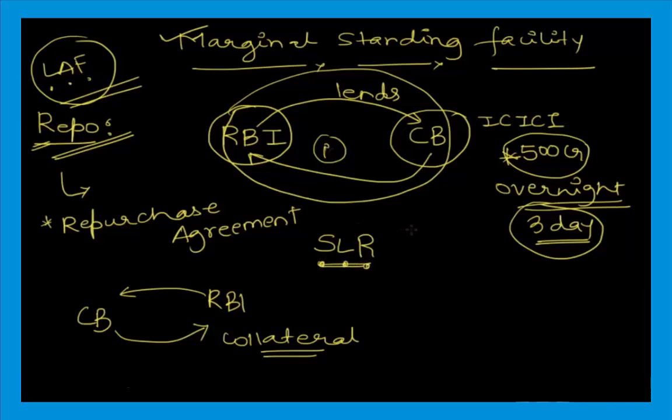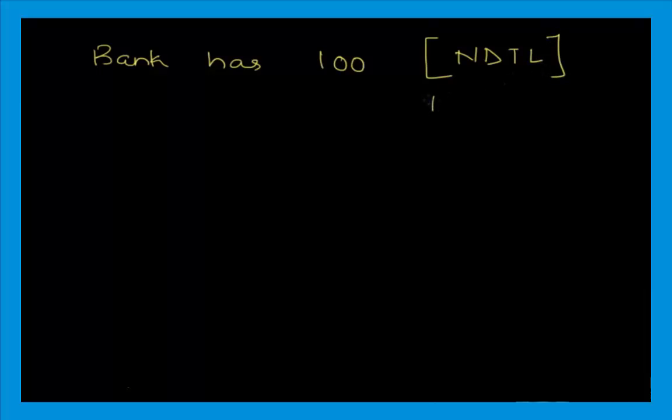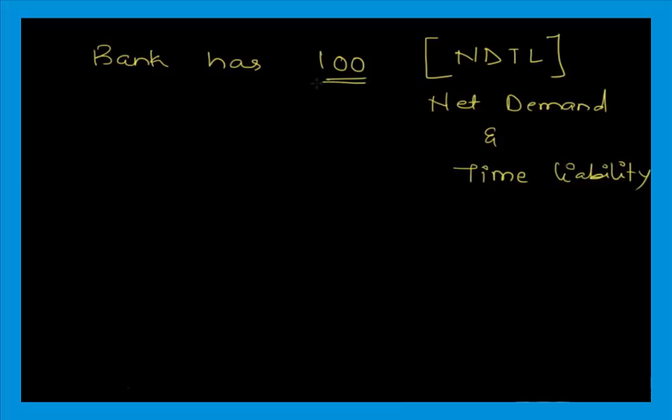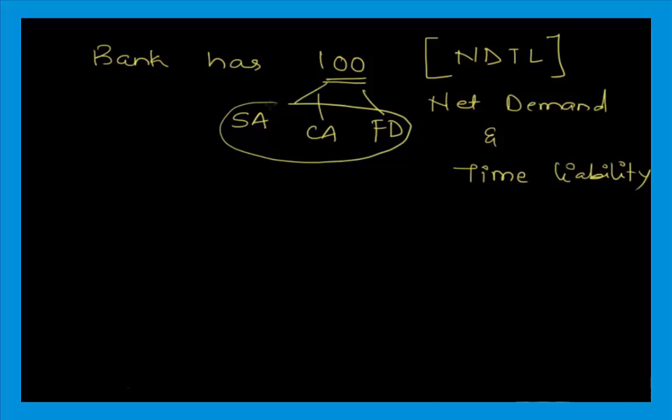So what happens in a statutory liquidity ratio? Let's say for example a bank has 100 rupees of total deposits, which in banking language is called NDTL. What does NDTL stand for? NDTL stands for net demand and time liability. What's net demand and time liability? Let's say the bank has 100 rupees in total as deposits. These deposits can be a savings account, a current account, a fixed deposit, etc. All this is a liability to the bank.